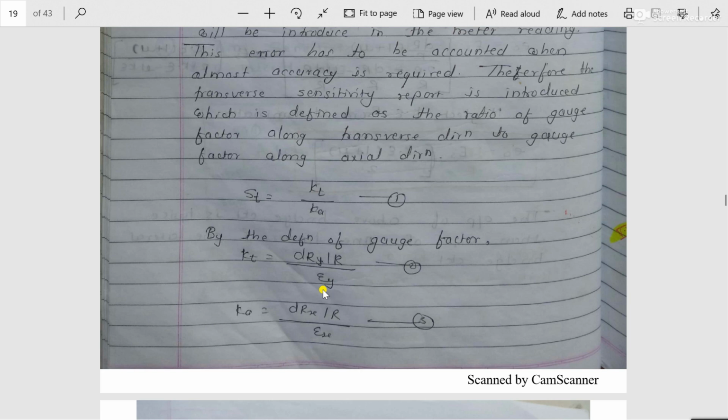epsilon. But here the gauge factor is present in the transverse direction as well as in the axial direction, meaning in the direction of Y as well as in the direction of X. Therefore, Kt is equal to delta Ry upon R divided by epsilon Y, meaning change in resistance upon original resistance divided by strain. Since Kt is subjected to the Y direction, it is the change in resistance taking place in Y direction divided by original resistance divided by strain induced in Y direction. This is equation number 2.